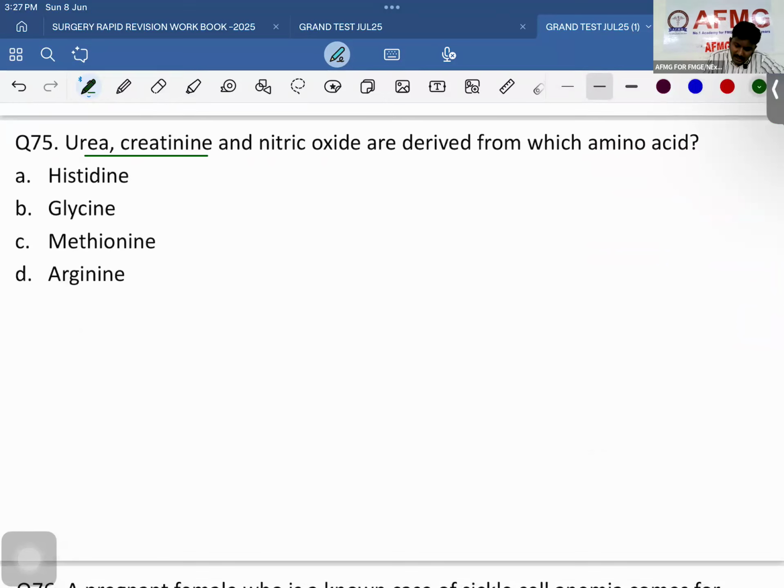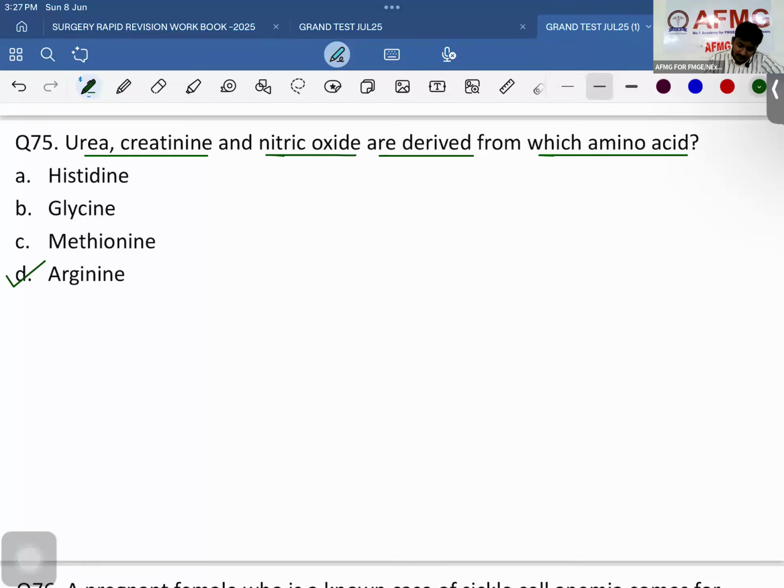Next important, if I talk about question number 75. Urea, creatinine and nitric oxide are derived from which among the following amino acid? I've told you this. हमें पता है that arginine is responsible for the production of urea, creatinine and nitric oxide beta. That has to be kept in mind.